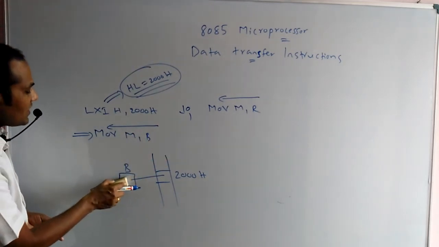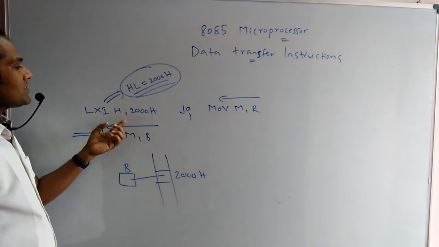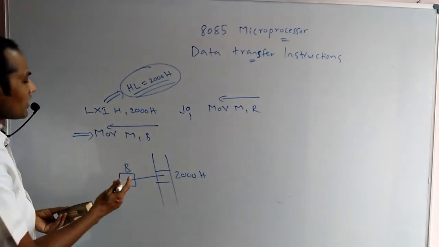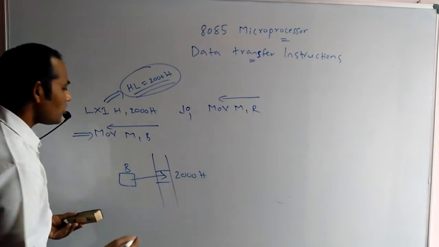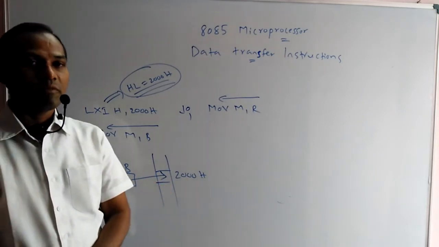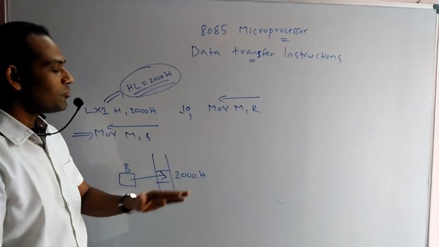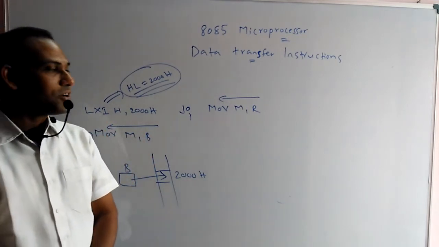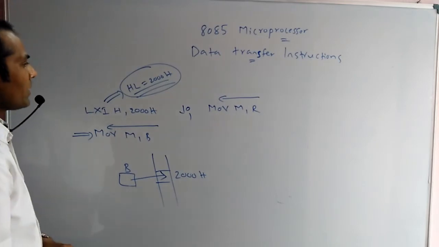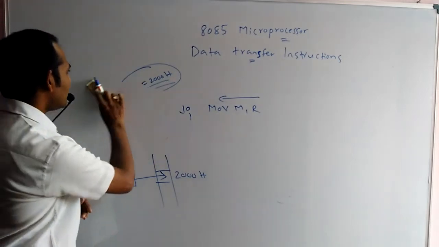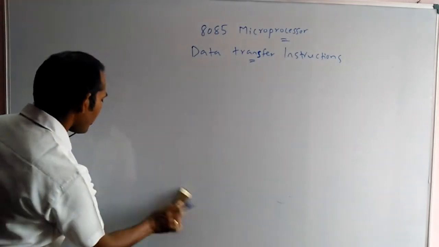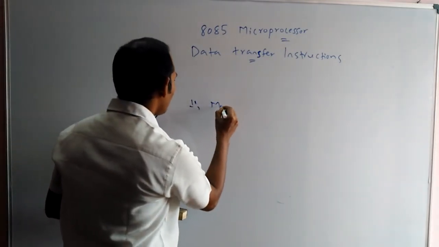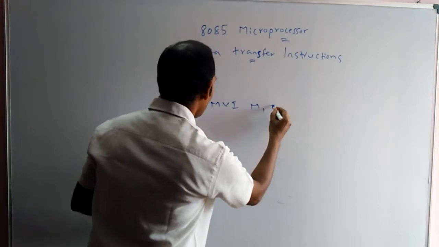Now the direction is changed. At this time, HL contains 2000. That means M refers to the 2000 location. Whatever is in B is moved to the 2000 location. So register to memory transfer. And another instruction is MVI M, 8-bit data.